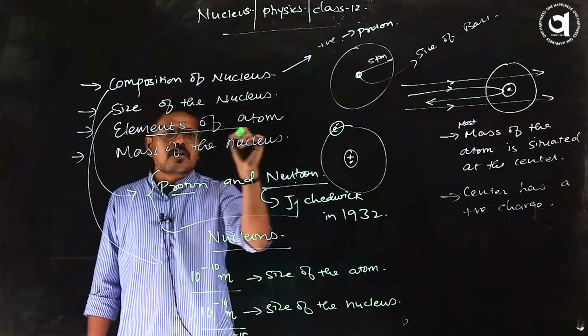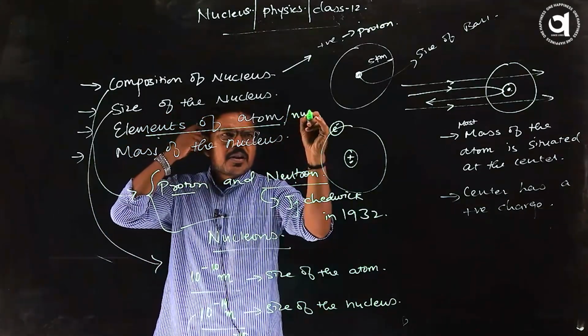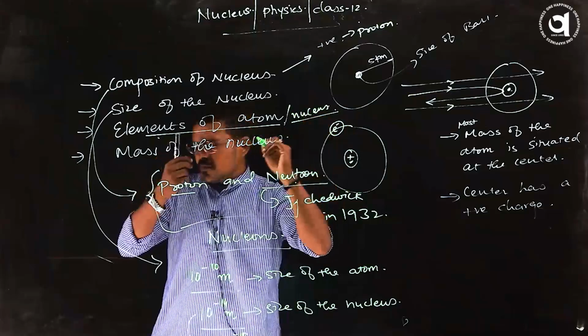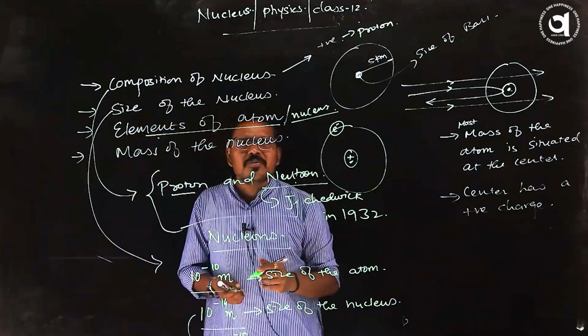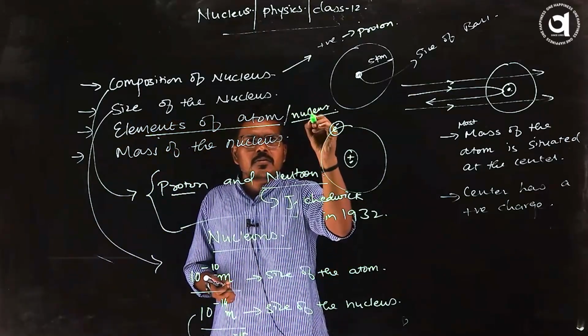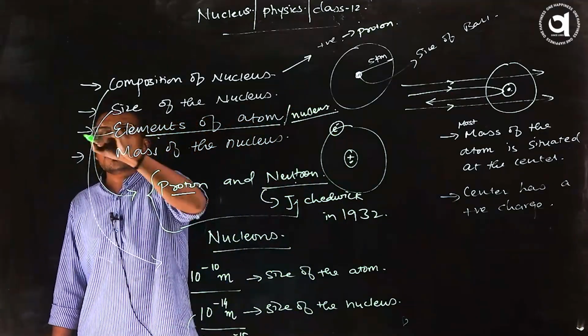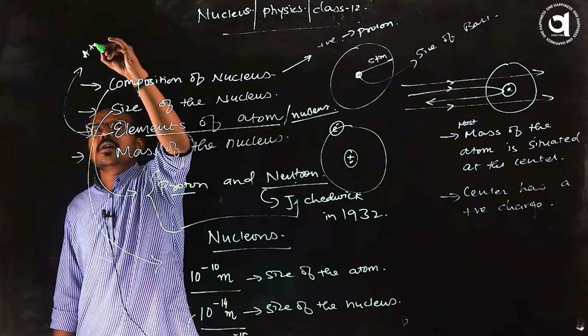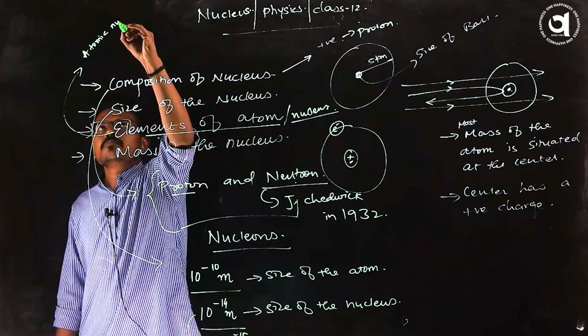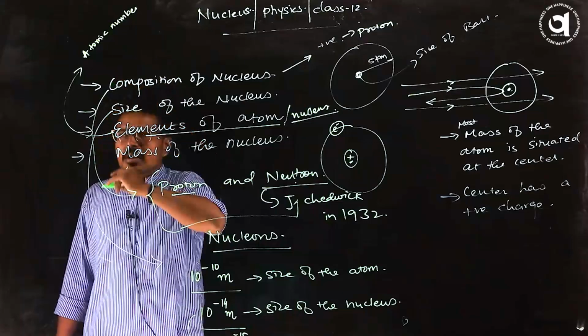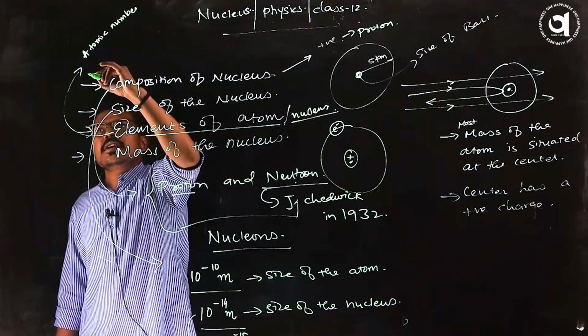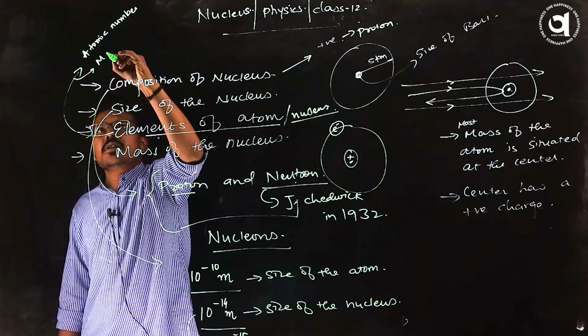Now we will discuss the elements of the atom or nucleus. In this, first of all will come atomic number. Then we will see mass number.